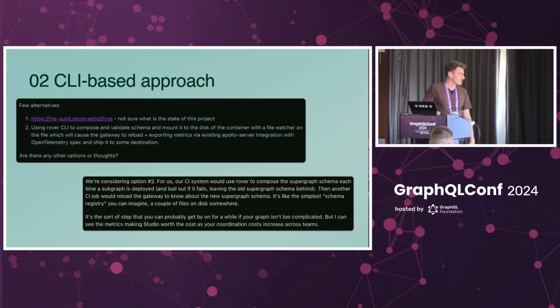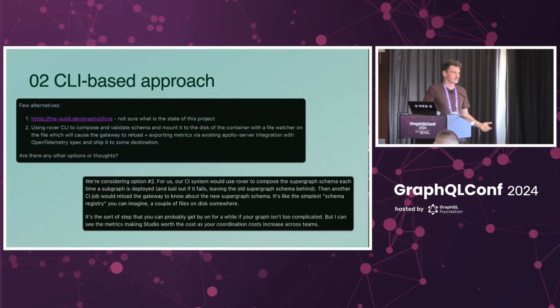Here, it's the CLI approach. I took 2 screenshots from Reddit, GraphQL Reddit. 2 people actually talked about using the CLIs to compose the supergraph, use a file watcher, mount the file in the container, and so on and so on. And this could work, actually. I don't see any issue with that. It's just a lot of complexity, I must say.